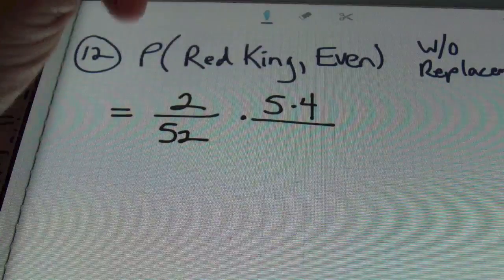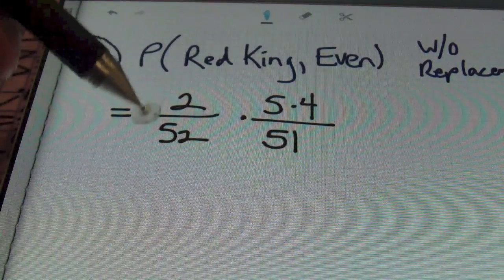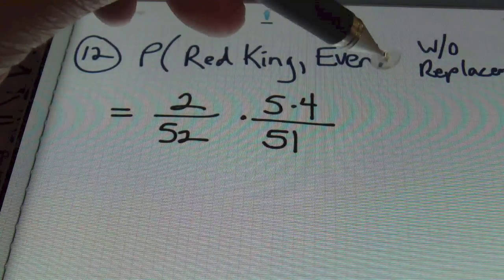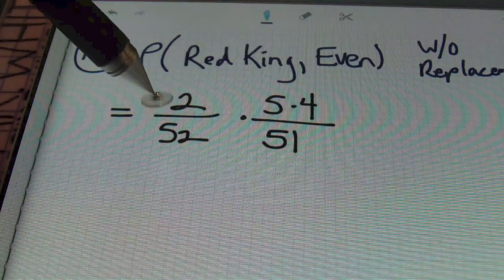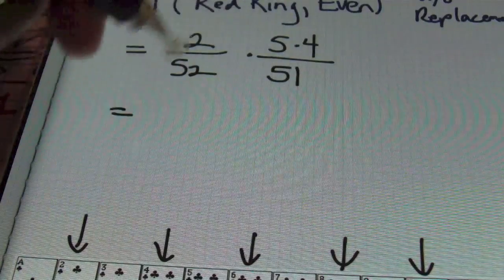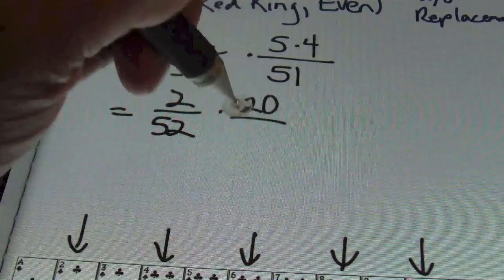Remember, there's no replacement, so how many cards are left over? 51. Remember, we already pulled out a card, and that was one of the original 52 cards. So without replacement means that I didn't put that red king back in, so there are only 51 cards left over. Multiplying in that second numerator, you'll have 2 over 52 times 20 over 51.